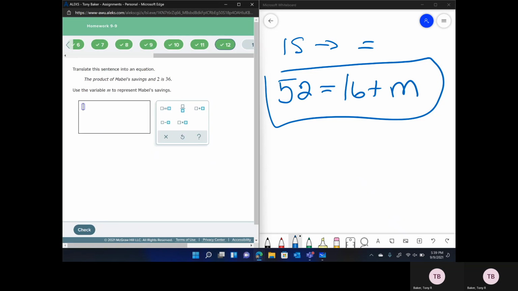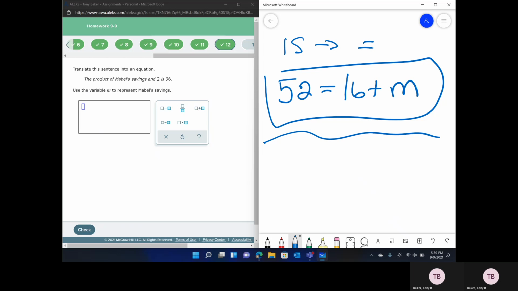Let's see one more. Yeah, they do some products in there. This one, the product of Mabel's savings and 2. Which operation is product? Multiply. So I've got m times 2, which is horrible. You never want to write algebra that way. You just write it as 2m.